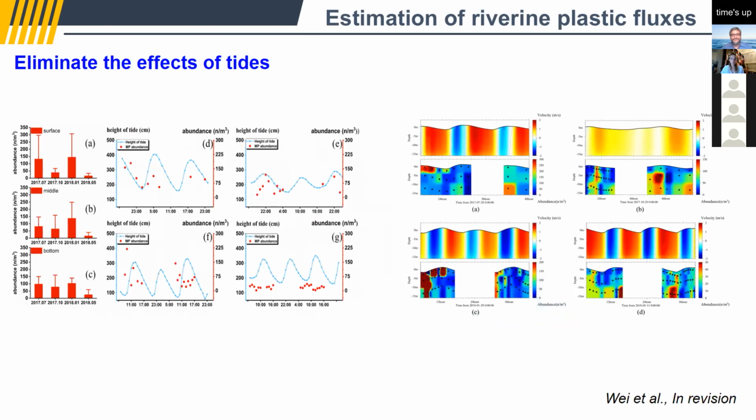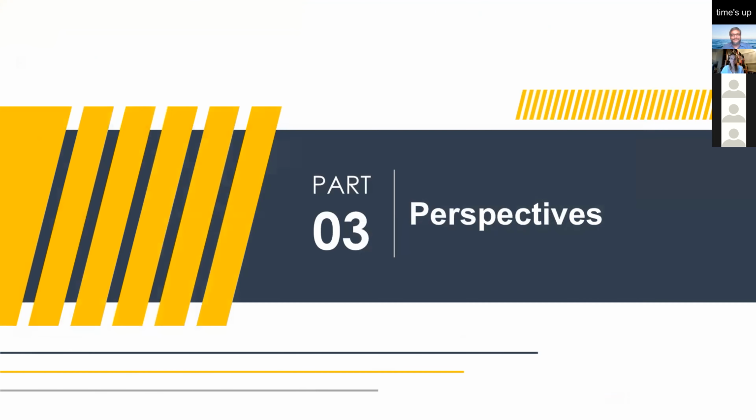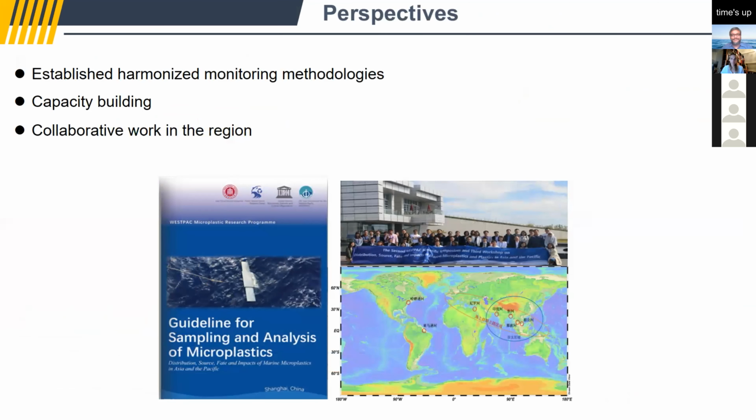So these are the results. We can see the change of the microplastic abundance along with the tides in different seasons, and also along the water columns. But once you deploy the model, we can see about 40 to 60 percent variations, overall underestimated by the tidal effects in similar estuaries. Okay, sorry, running out of time, but I have the last slide for the perspectives.